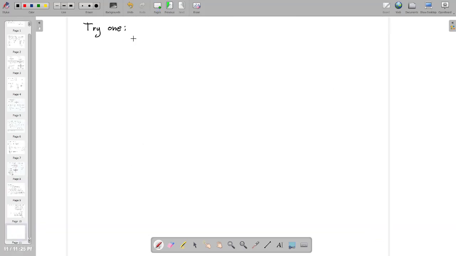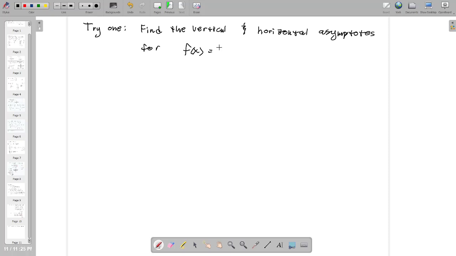I want you to try a problem. Find the vertical and horizontal asymptotes for the function f of x is equal to 3x squared minus 4x plus 12 divided by x squared minus 8x minus 15.